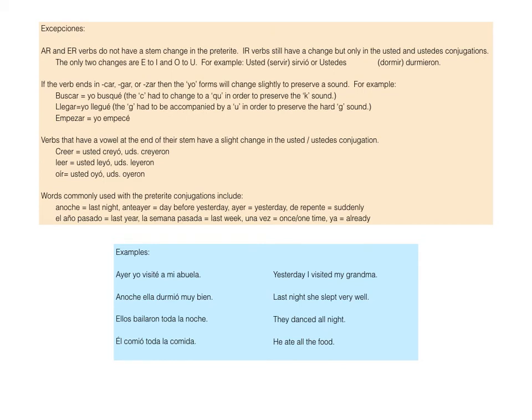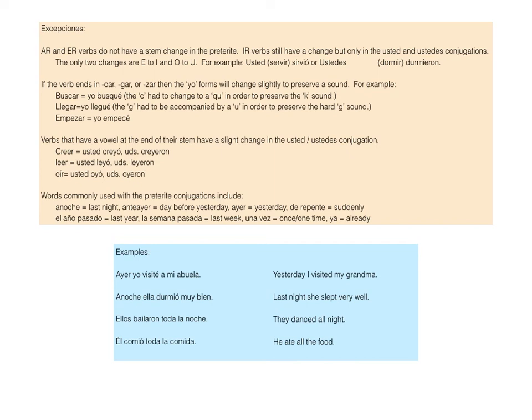There are some words commonly used with the preterite conjugation that indicate the past tense. So anoche is last night. Oftentimes you'll have a verb conjugated in the preterite aspect of the past. Anteayer, ayer, de repente, el año pasado, la semana pasada, and una vez, or ya. All words that inherently indicate something in the past tense.